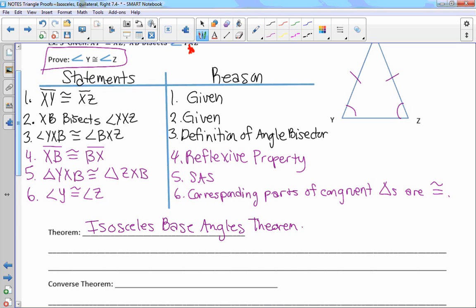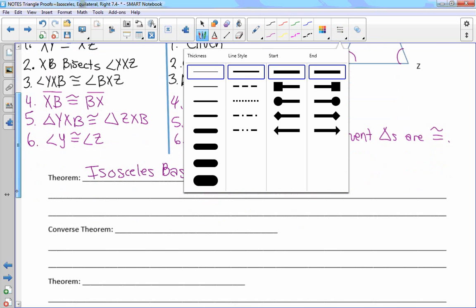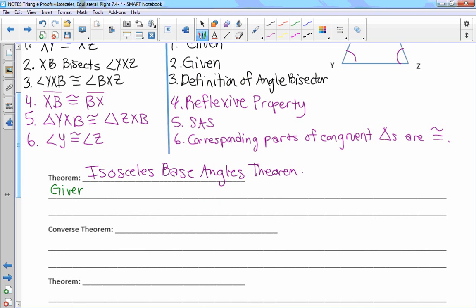Isosceles base angle theorem: given any isosceles triangle, the base angles are congruent. Isosceles base angles theorem. That's a handy one to know.